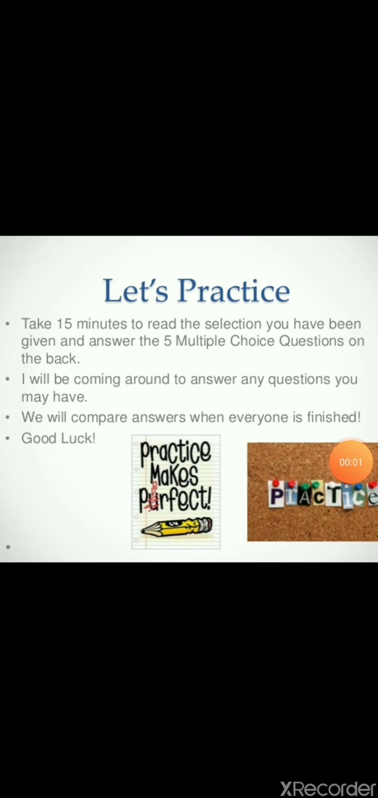Let us practice what we have done till now. Now take 15 minutes to read the selection you have been given and answer the 5 multiple choice questions on the back. I will be coming around to answer any question you may have. We will compare answers when everyone is finished. Good luck. So in the classroom we can have such worksheets, but we are not in the classroom.